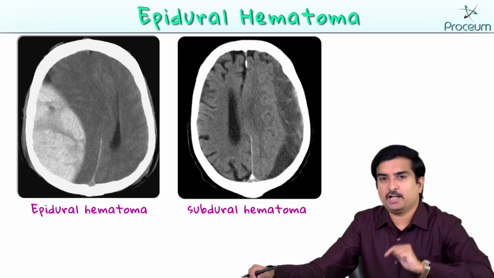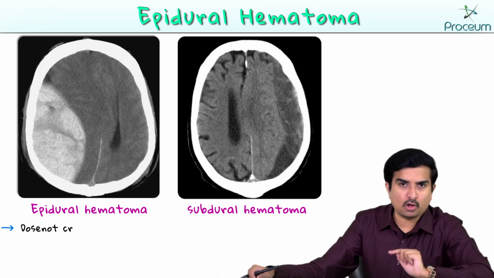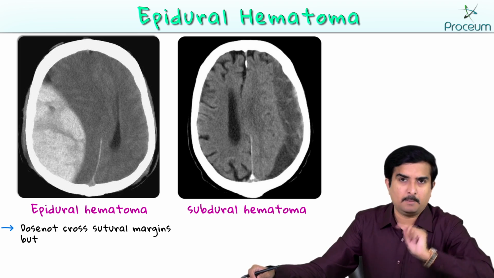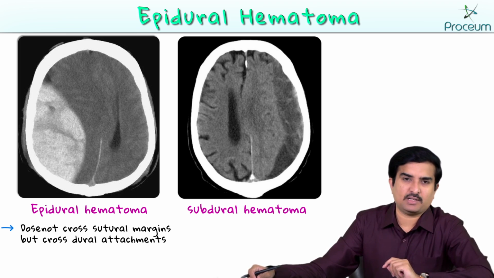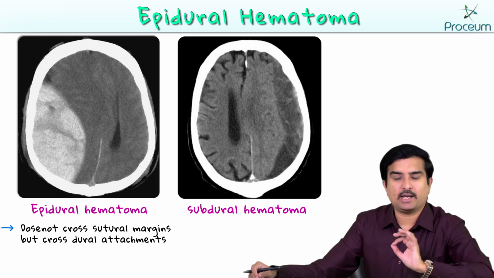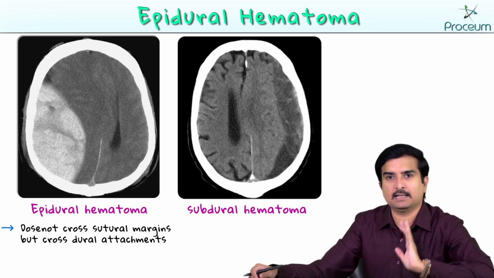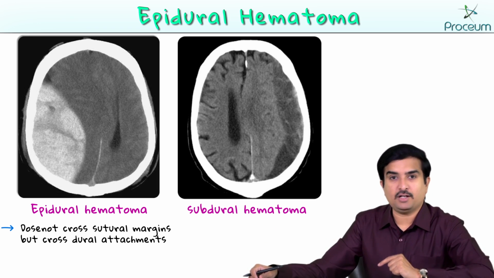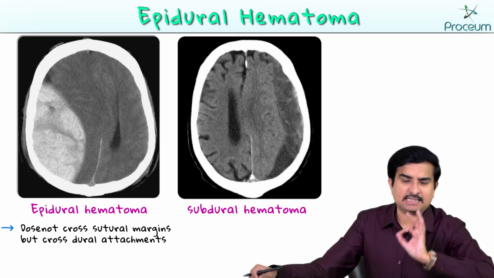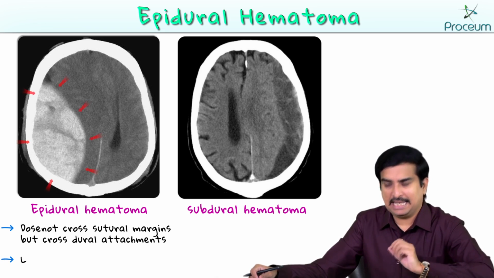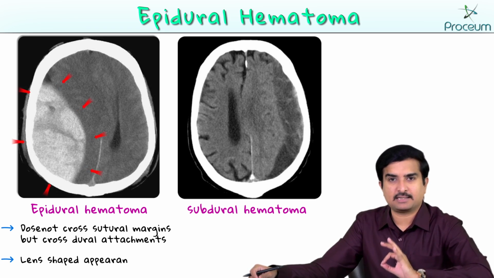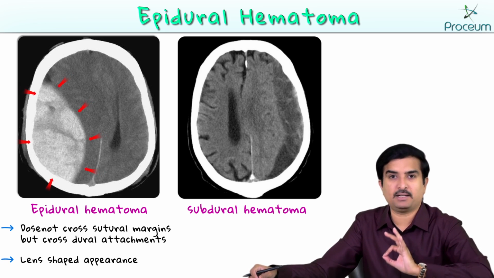Remember, epidural hematoma does not cross sutural margins but crosses dural attachments, mainly because it is located in the potential space between the dura and the skull. Another important feature you can identify in the epidural hematoma is that it has a lens shaped appearance. Can you see this lens shaped appearance?